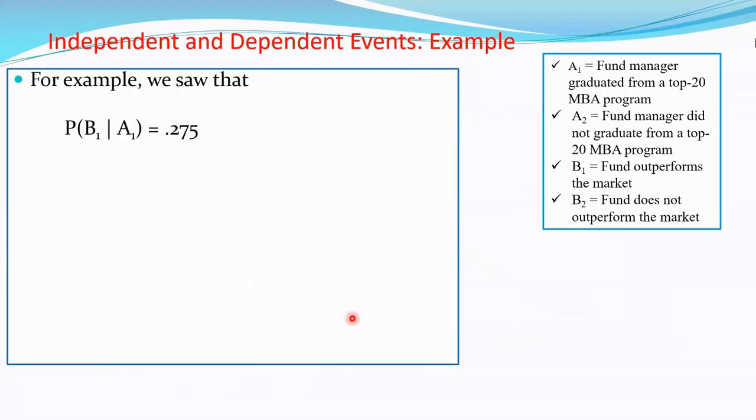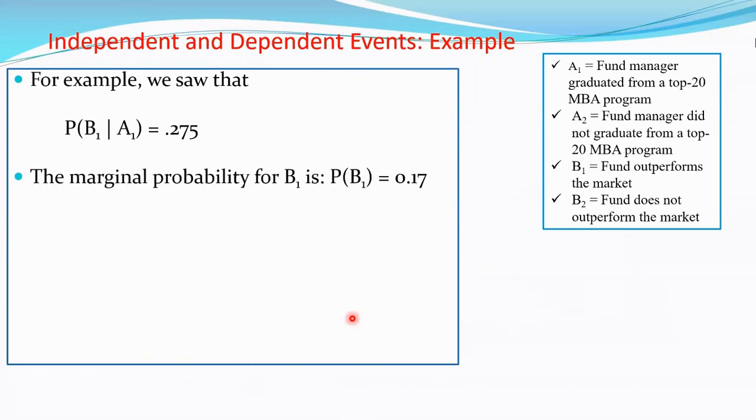Then, using the same example, we are looking at whether B1 and A1 are independent. B1 means the fund outperforming the market. A1 means the fund manager graduated from the top 20. Whether these two events, outperforming the market and graduated from the top 20, are independent or dependent.